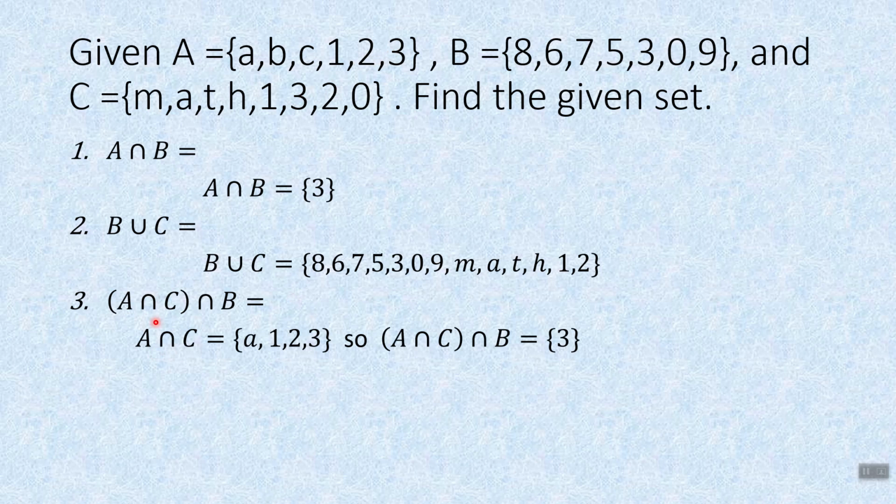Once I find what's in parentheses, A intersect C, I can now take that set and intersect with B. What does A, 1, 2, 3 have in common with B? Only the number 3. All right, so 3 is the only element of our set A intersect C intersect B.